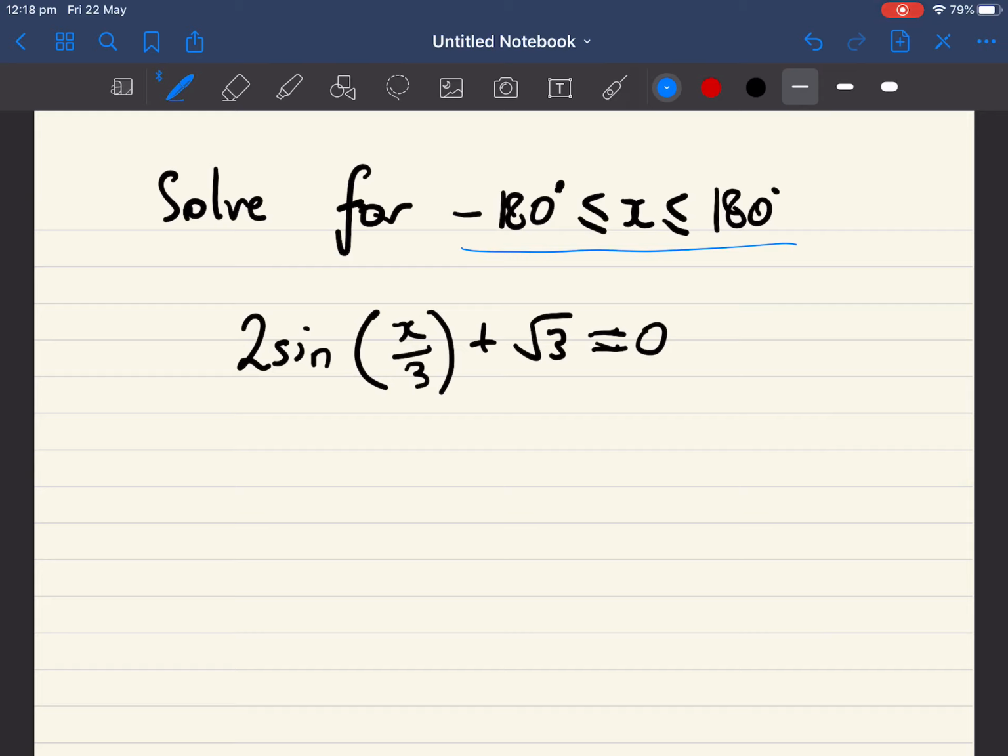All right, so let's look at this one. First step, we know what it is. It's the same first step, it always has been. Move that positive root 3 to the other side, and then divide by the 2. Okay, first step is done.